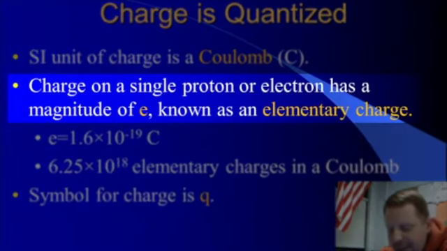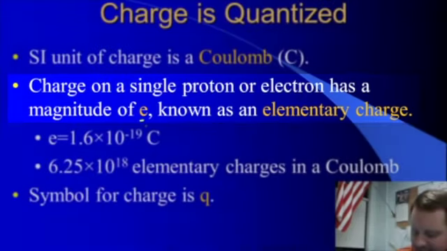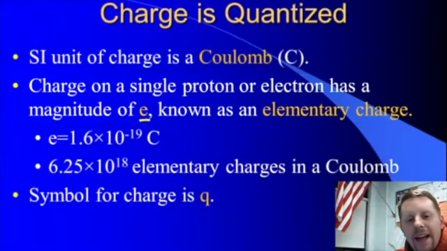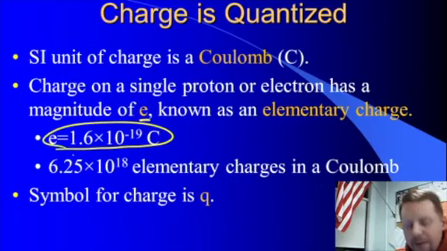Now, the charge on a single proton or electron has a magnitude of e, lowercase e. We call that an elementary charge. The value for an elementary charge is 1.6 times 10 to the minus 19 coulombs. That's the smallest possible charge we can have on an electron or a proton. It doesn't get any smaller than that.